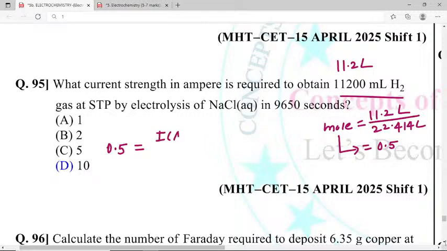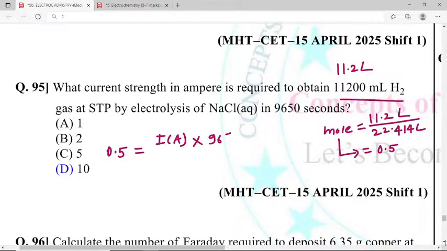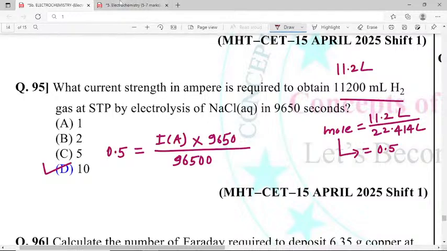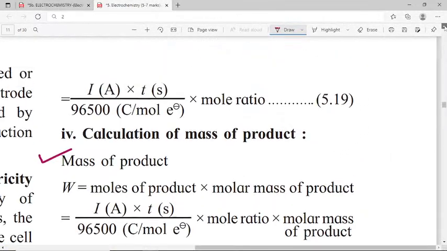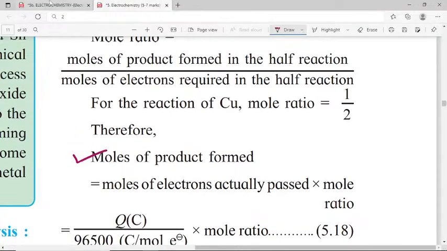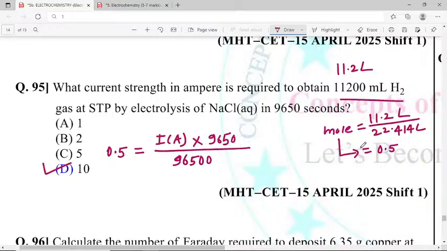So what is the current in ampere? Current in ampere times time in seconds, divided by 96500 coulombs. If you solve, we will get the answer 10. Okay, current in ampere, I am using this formula. This is the formula. Current in ampere. Okay. Hydrogen.